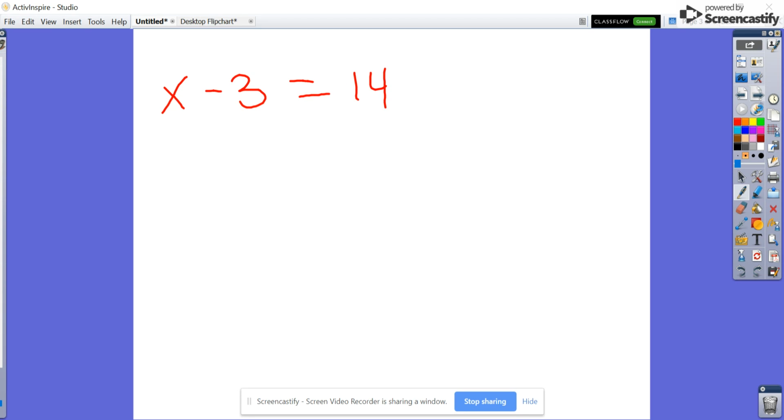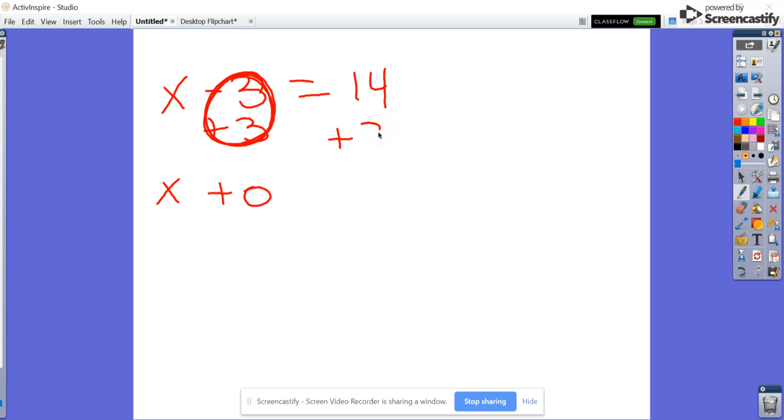Same thing here. We have x minus 3, right? In order to get x by itself, we wanted x plus 0. And we do that by using the opposite sign. We have a minus 3. What's the opposite of subtraction? Addition. So we're going to add 3. What's negative 3 plus 3? 0. Good work. So now we have x plus 0.